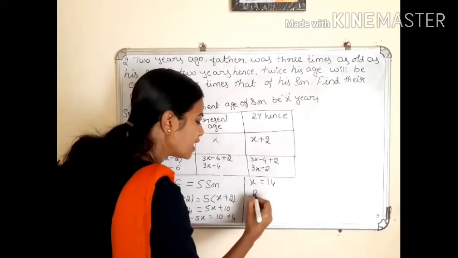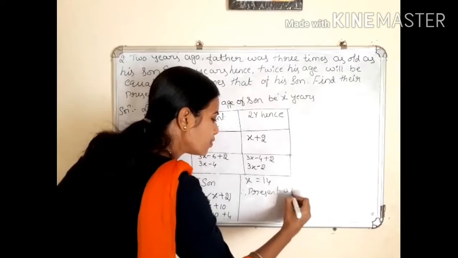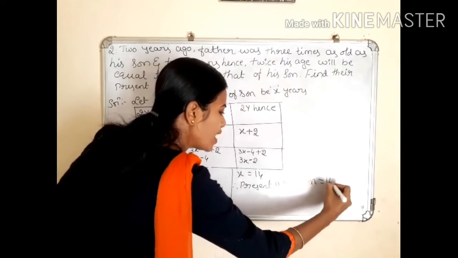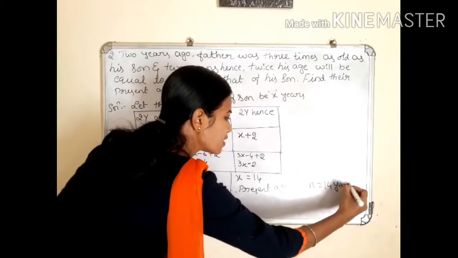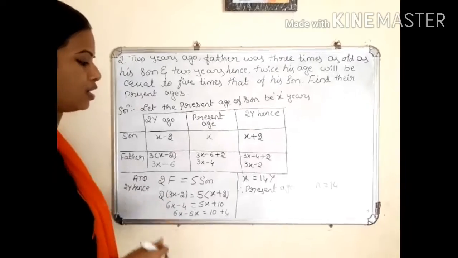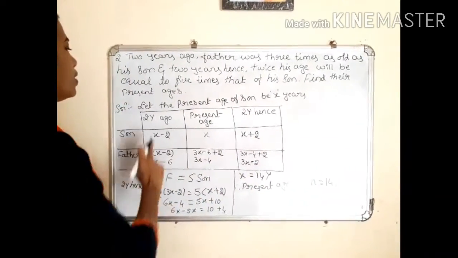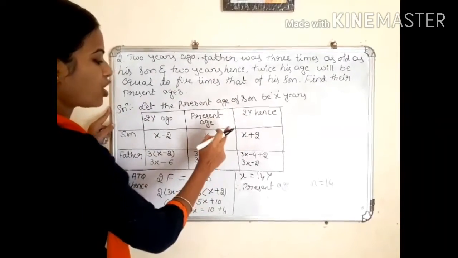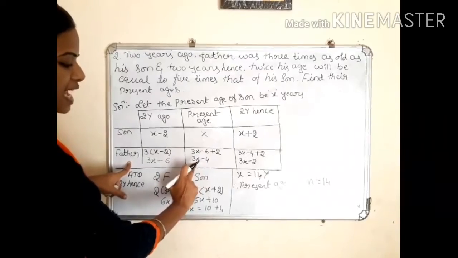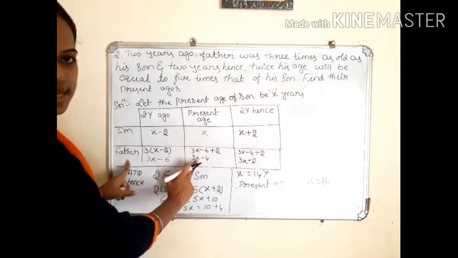Therefore, the present age of the son is equal to how much? 14 years. Here also you can write years: x equal to 14 years. Do we only need the son's age? No, you have to find the father's age also. The present father's age we considered is 3x minus 4. Substitute the x value, and you will get the present father's age.